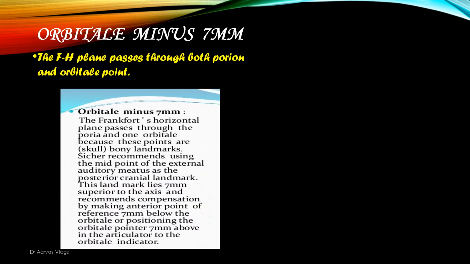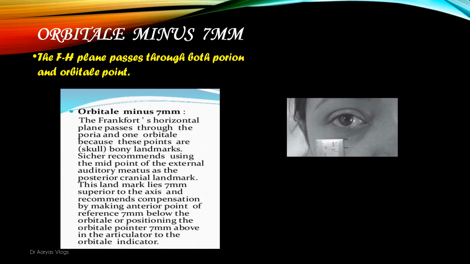Second one is orbital minus 7 mm. This one is the orbital minus 7 mm. FH plane passes through both orbital point and the porion, because porion is a fixed point on the skull, it is considered as a posterior landmark on the patient. So FH plane passes through the porion and one orbital, because these points are bony landmarks.